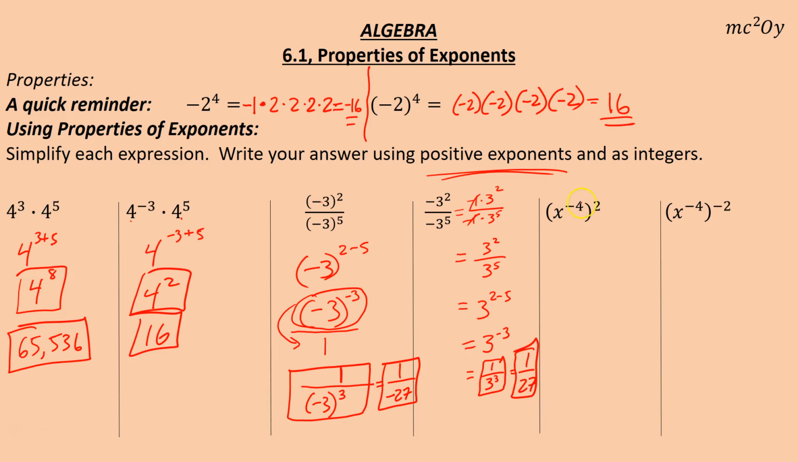All right, a power to a power. So this says I have 2 of these, so I'm going to double it. Okay, so I have x to the negative 4 times 2, which is x to the negative 8. And we're going to make it into a fraction and move that down. That's 1 over x to the positive 8.